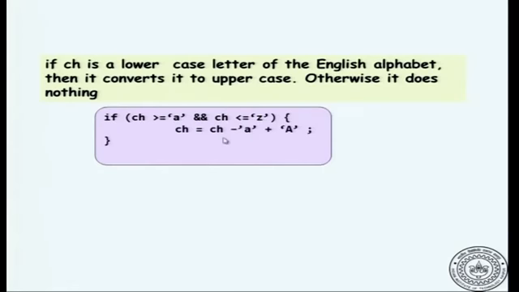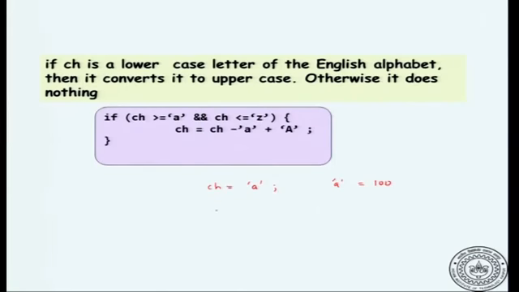If it is true, then what you do is add capital A minus small a to the character. So what does it accomplish? Let's say that we actually had ch equal to little a. For the purpose of illustration, let us say that little a was ASCII value 100. I don't know whether that is true, but it's not important. That's what I want to illustrate.